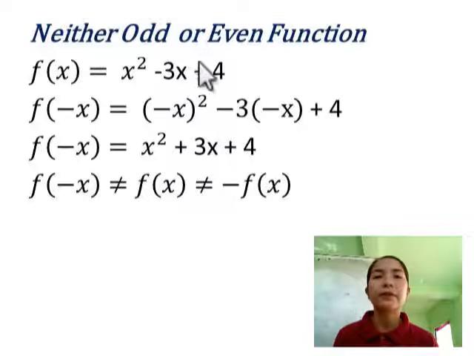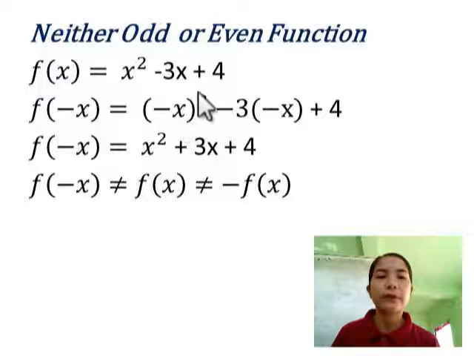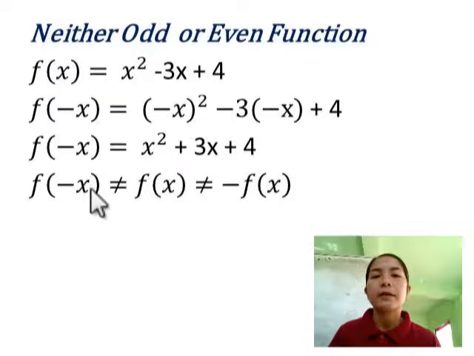How about if it is neither odd nor even? We have here an example. F of x is equal to x squared minus 3x plus 4. Substituting the value of x with negative x, it becomes f of negative x is equal to negative x raised to the power of 2 minus 3 times negative x plus 4. Then negative x squared is positive x squared. Negative times negative is positive. 3 times x is 3x. Then positive 4.